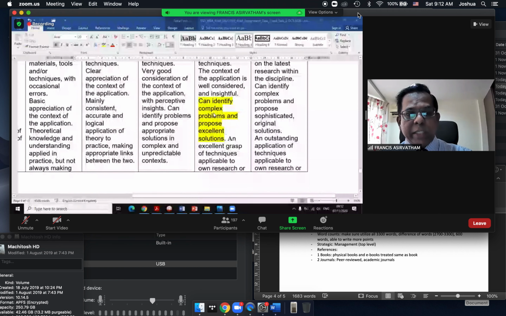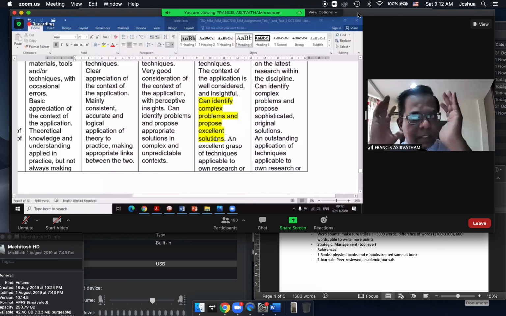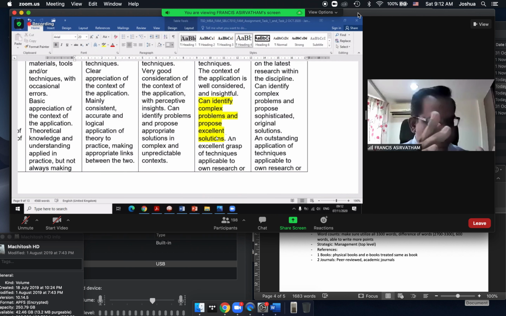Identify complex problems and propose excellent solutions. So you have a problem, don't leave the problem hanging. You need to present the problem and propose the solution. All right?